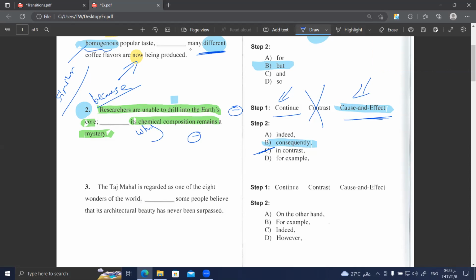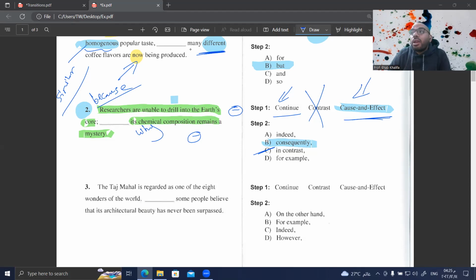Why its chemical composition remains a mystery? Because researchers are unable to drill into the Earth's core. It makes sense now. Why its chemical composition remains a mystery, and I give you the answer now. Because researchers are unable to drill into the Earth's core, so it is cause and effect.